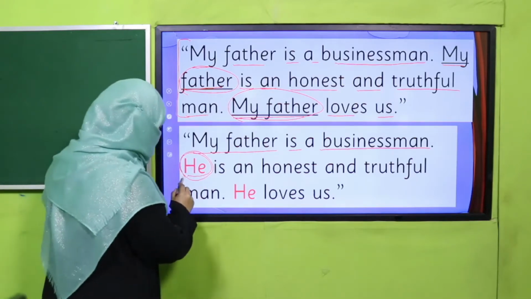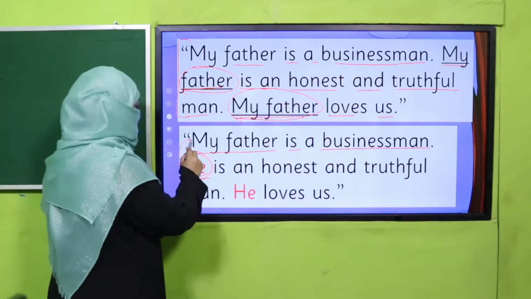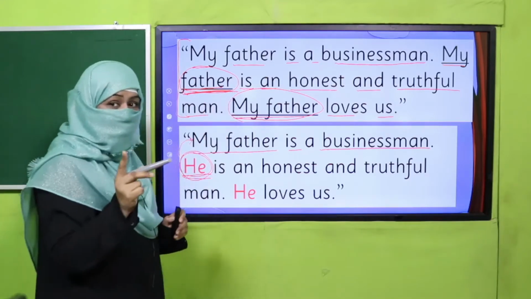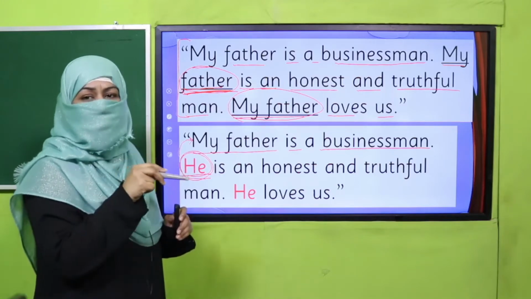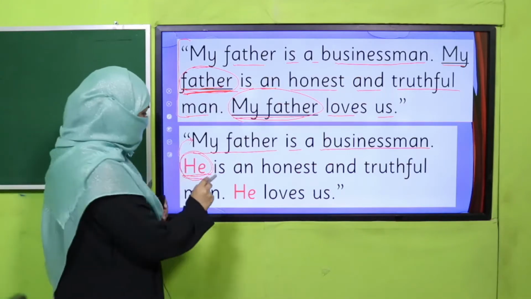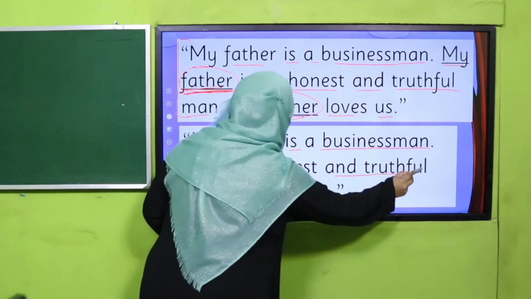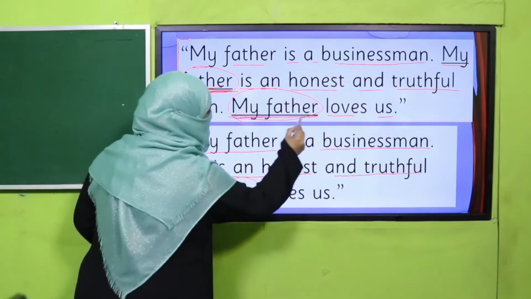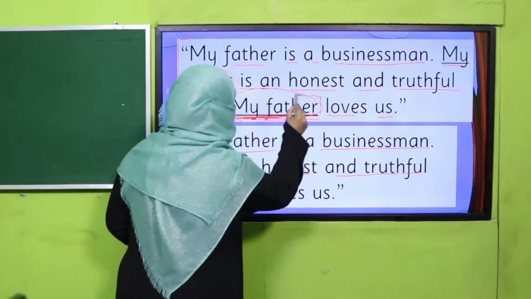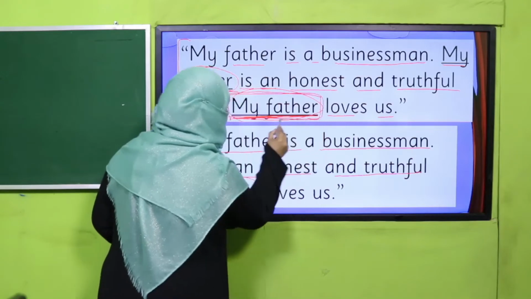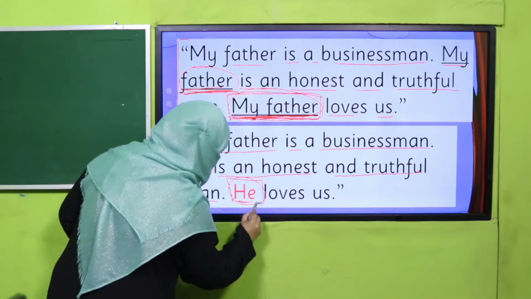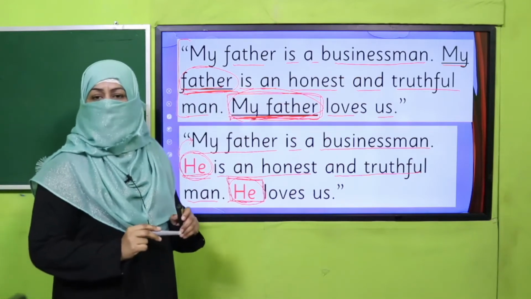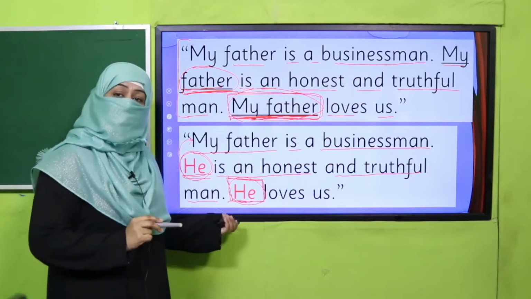This he is a substitution word for what? My father. That's why by replacing my father, I have written he. That's why it is called a substitution word, and grammatically we call it a pronoun. He is an honest and truthful man. He loves, again, who loves? My father. Now I have replaced this noun with he. This is a substitution word, which is a pronoun. He loves us. Now, do you understand why we use substitution words?